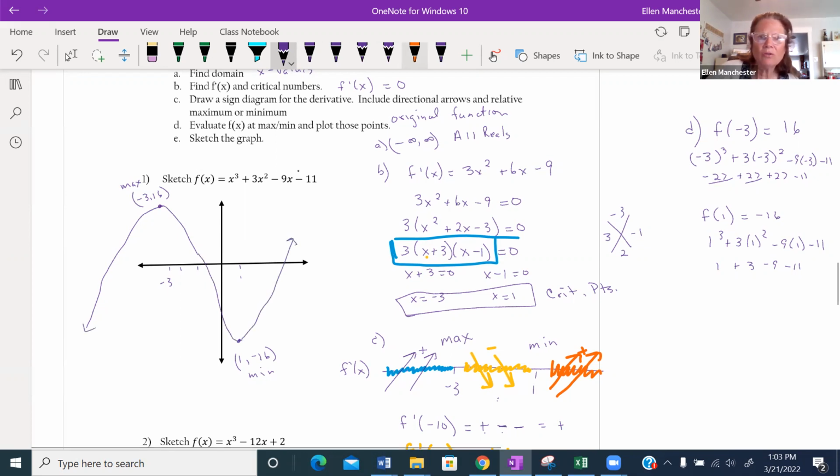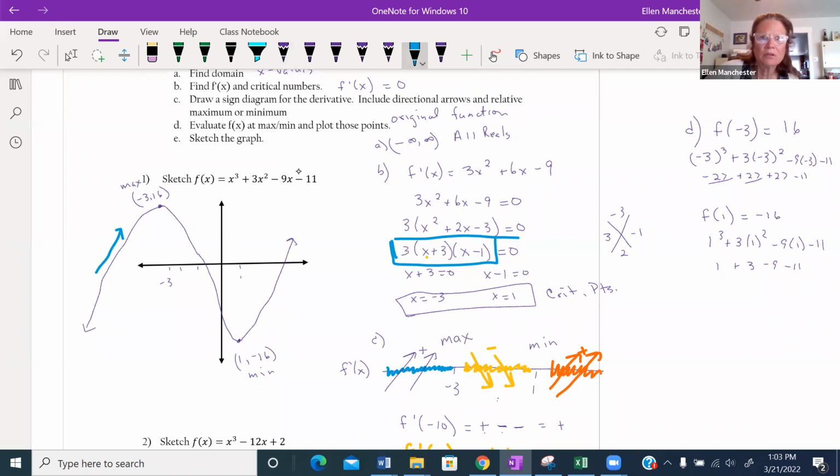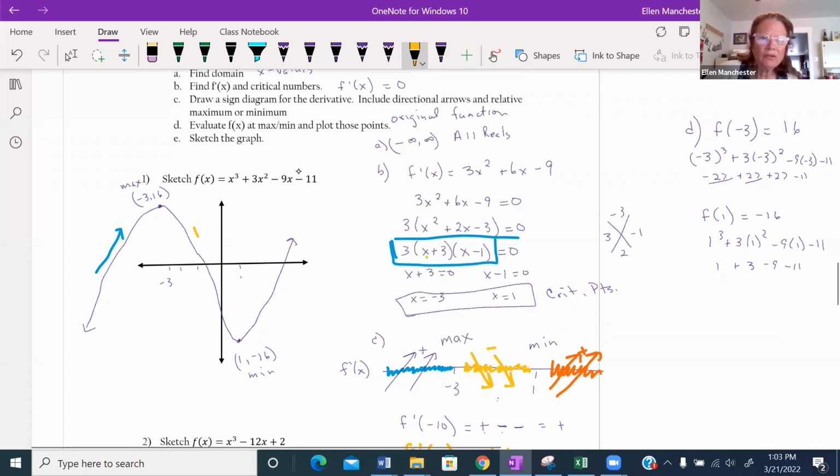Okay, so you can always see what your graph is doing. Here's my increasing slope. There's my decreasing slope. And here is my increasing slope. Okay. And that's it. So you can see there's definitely a process.